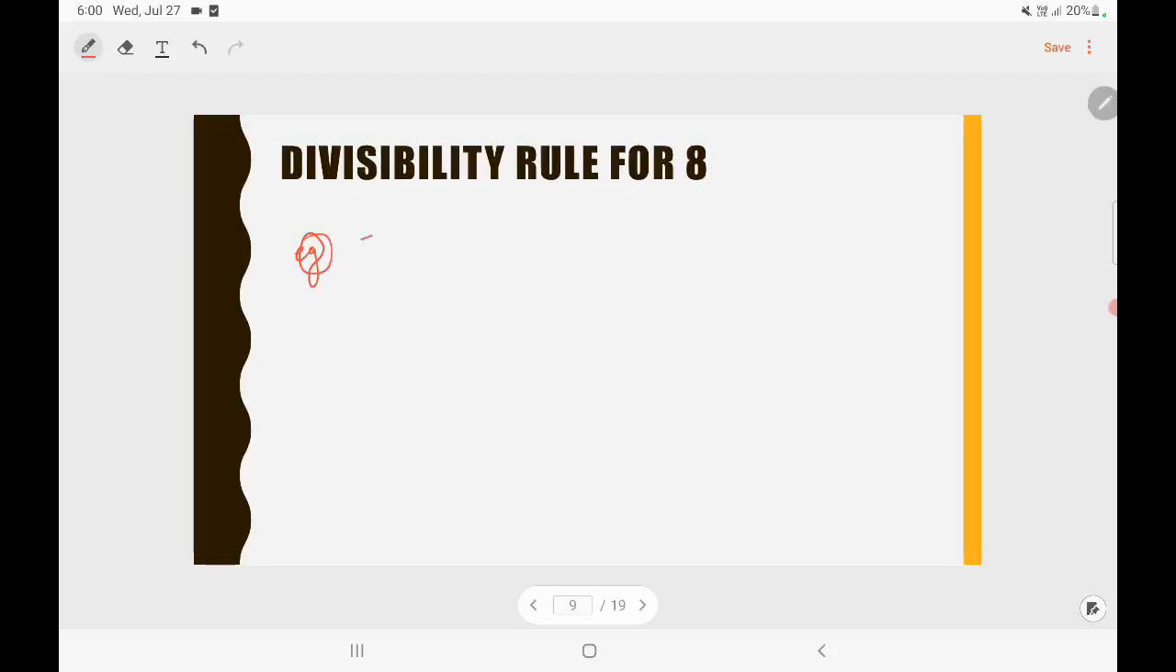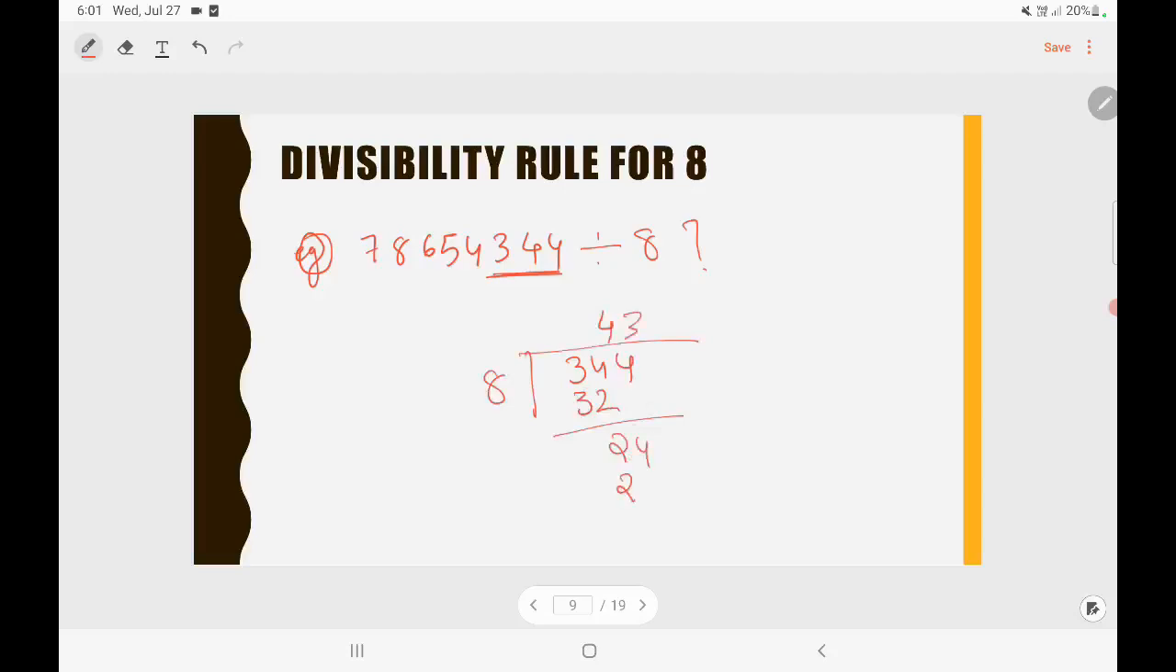Okay, so we'll check an example. Let's say 78654344. So this is a big number, right? If you do it with normal division, it will be very difficult for you. So in order to check whether this number is divisible by 8 or not, you need to take the last 3 digits. The last 3 digits are 344. We need to check whether 344 is divisible by 8 or not. So 344 divided by 8: 8 times 4 is 32, 24, 8 times 3 is 24. So yes, 344 is divisible by 8. Therefore this number is divisible by 8.